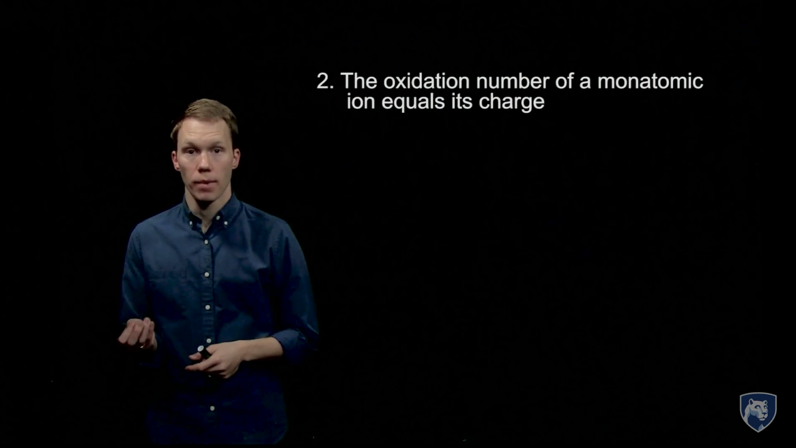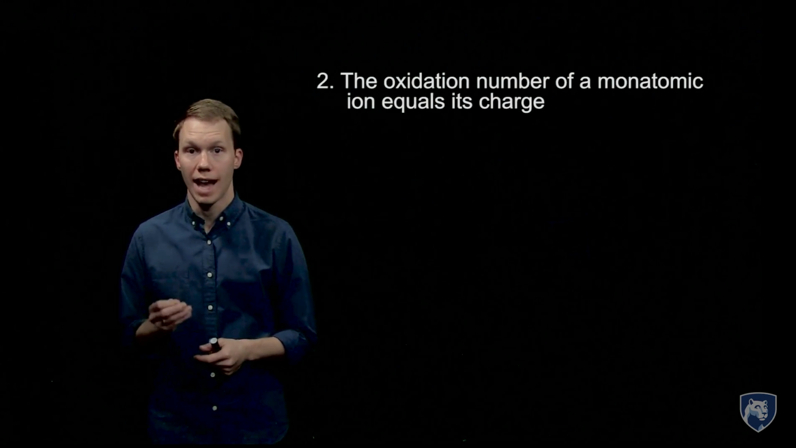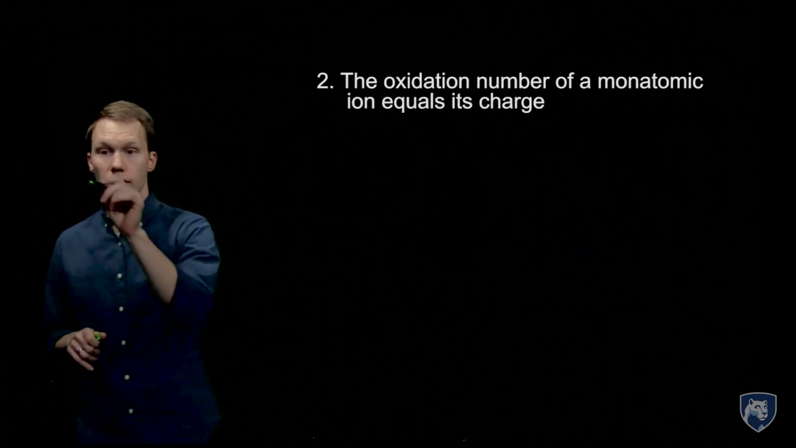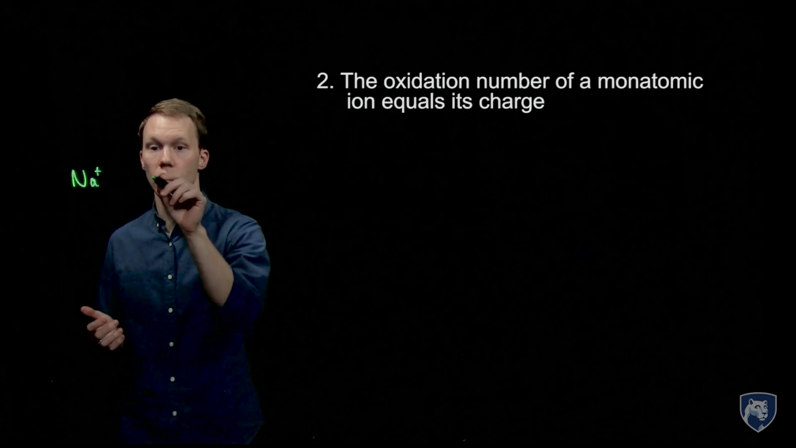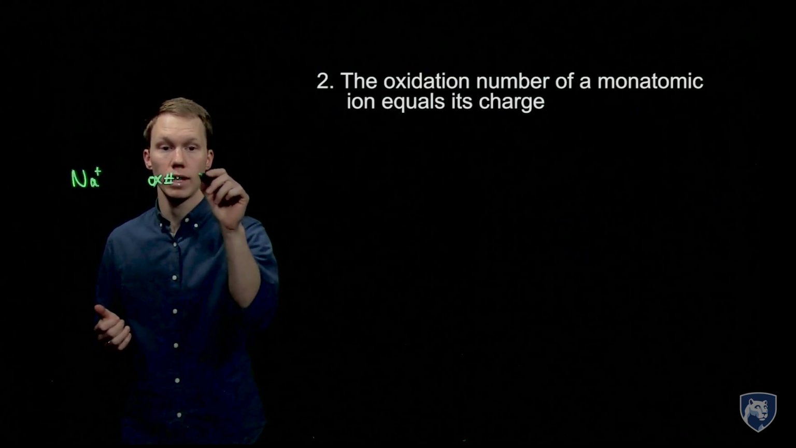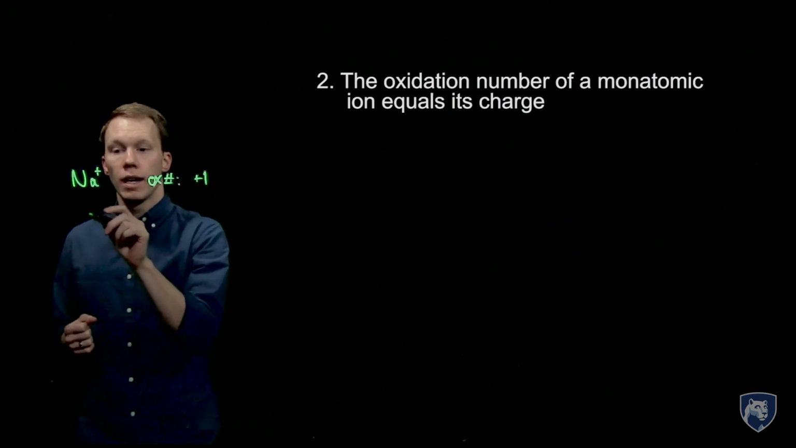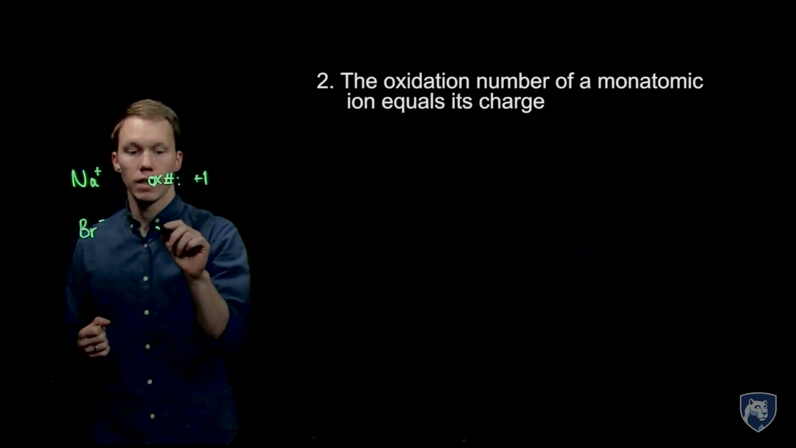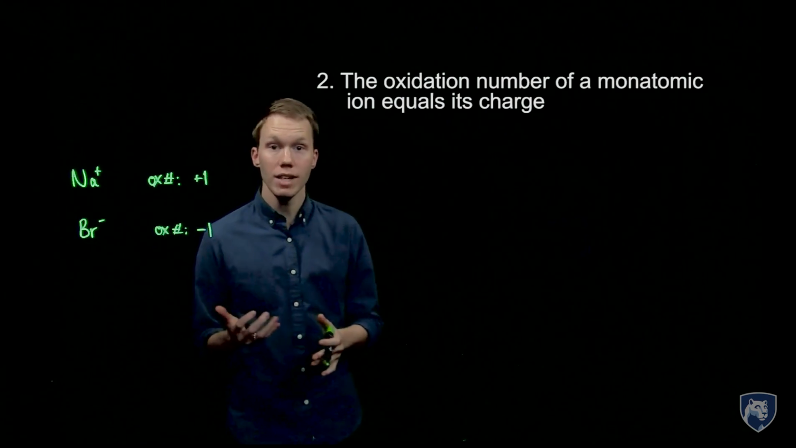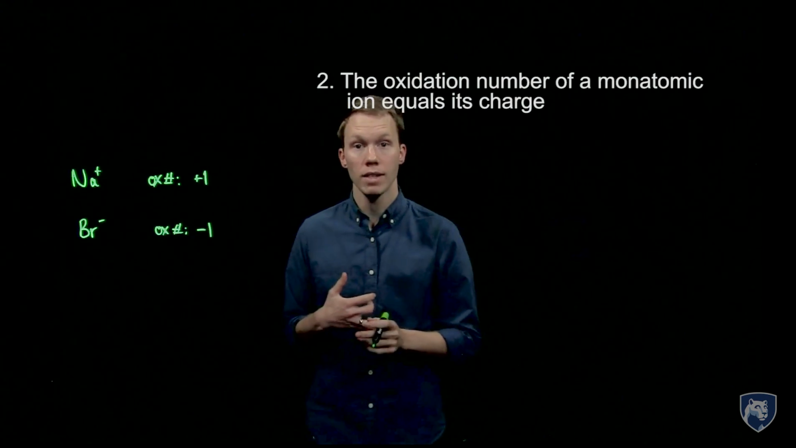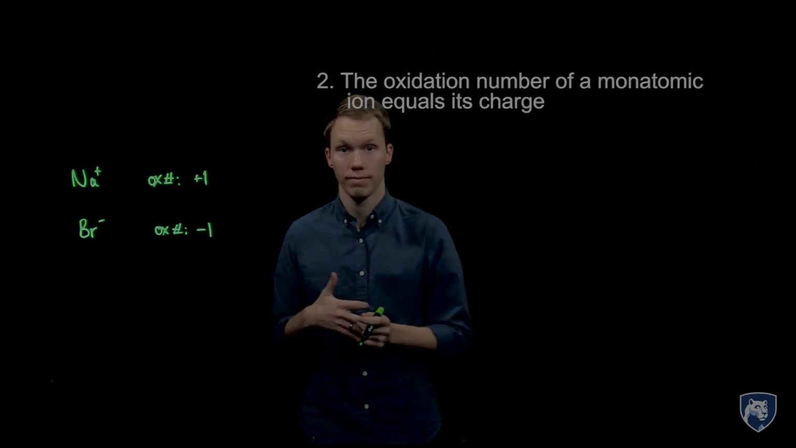The second rule is dealing with monoatomic ions, that is, an individual atom that is charged. The oxidation number will equal the charge of that ion. So in another example, we could have Na+, we have that formal positive charge, the oxidation number now is +1. And if we had Br-, the oxidation number for this would be -1. So oxidation number can be 0, or it can be positive integer or a negative integer.